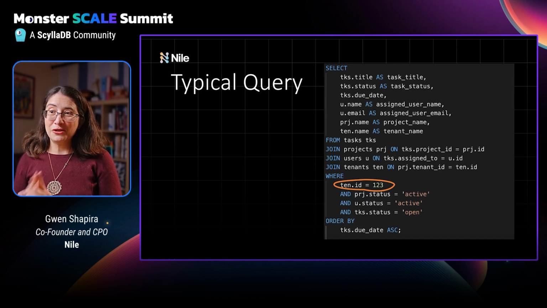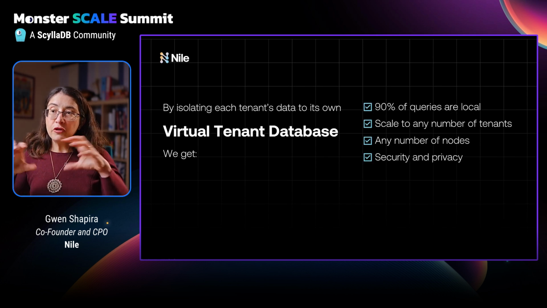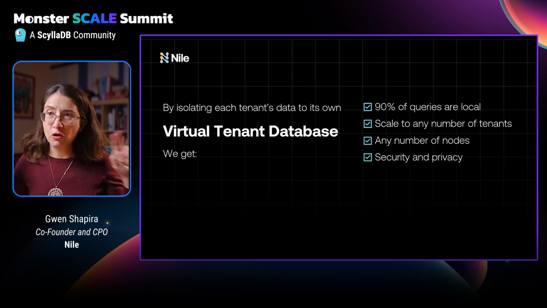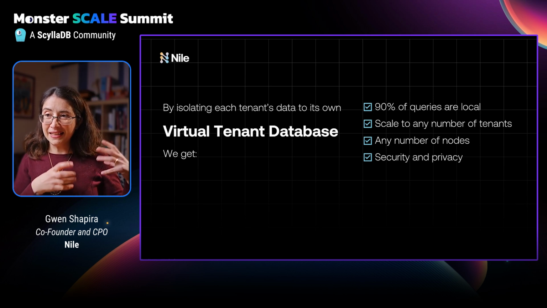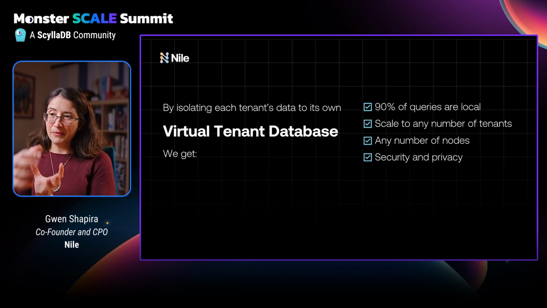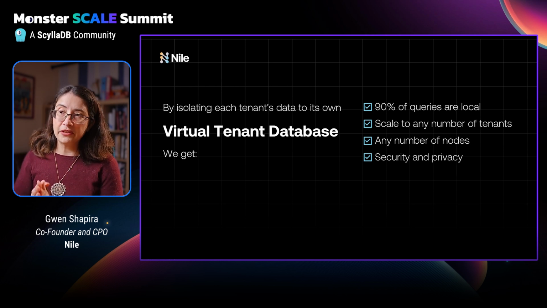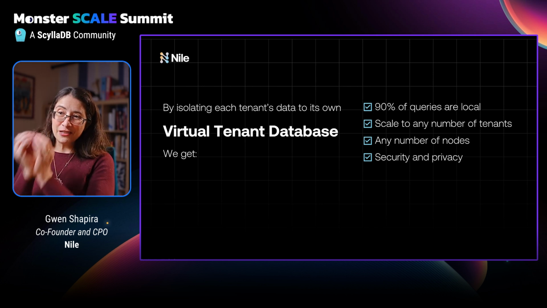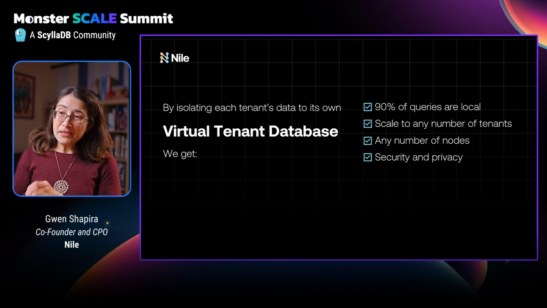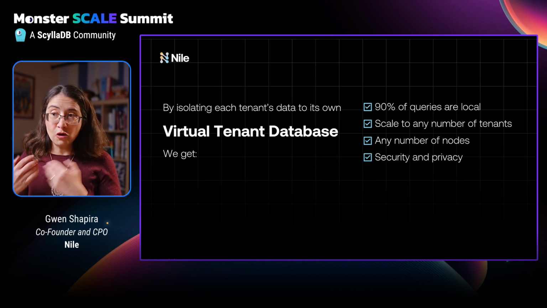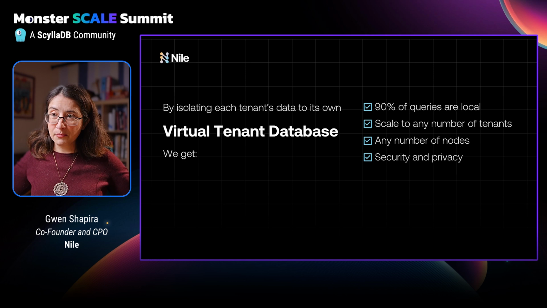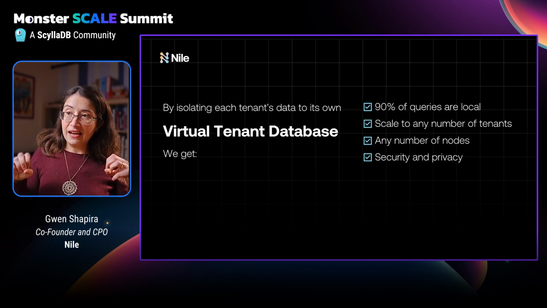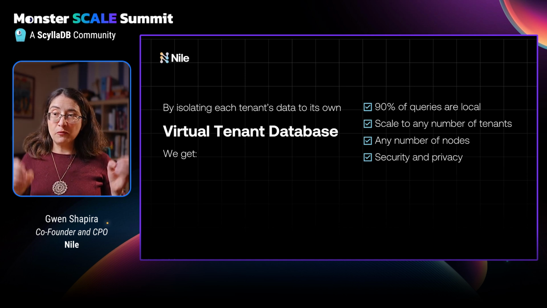How is that useful? If we isolate the data for every tenant, and we call it a virtual tenant database, it's basically having separate storage and separate memory blocks and disk blocks for every one of the tenants, not necessarily separate compute. And we make sure that all the data for each tenant is on a single physical machine. This means that 90% of the queries, even though we may run a lot of databases and have a large distributed system, are local. They have the performance of touching a single machine, which is the lowest latency we can get.